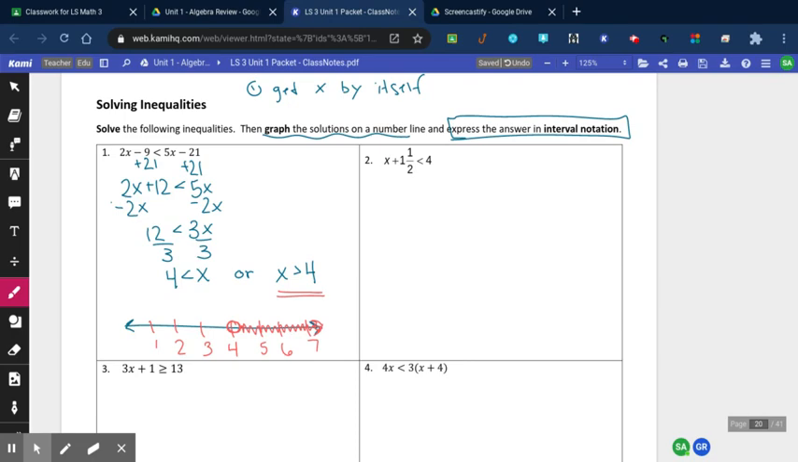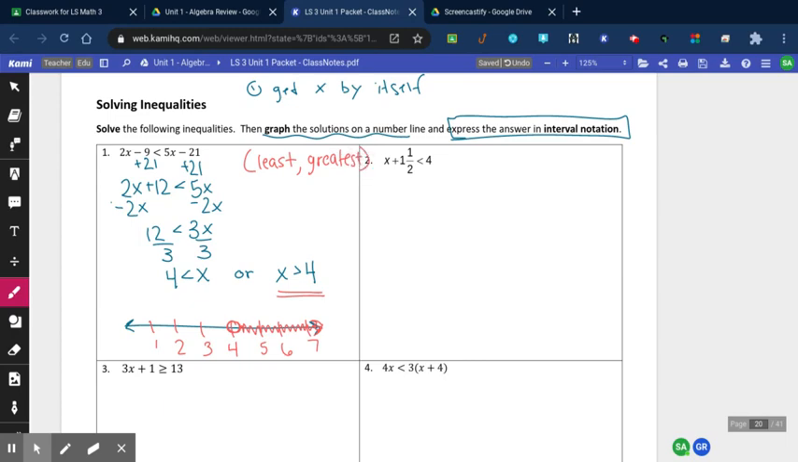Okay? So there's my number line. Now all I have left to do is express it in interval notation. So in your interval notation, you always have in your parentheses or your brackets the least or the smallest number and then the greatest number on the right.